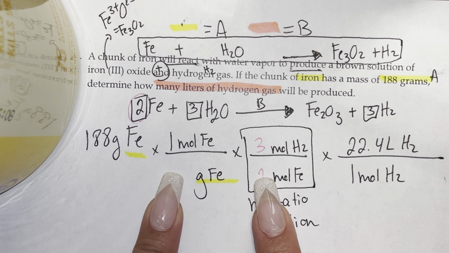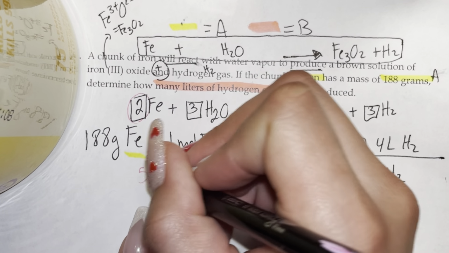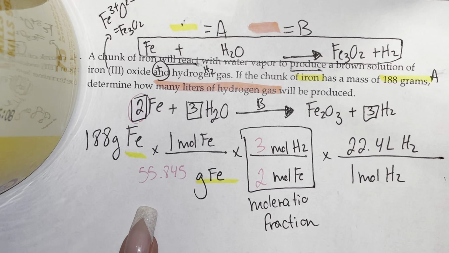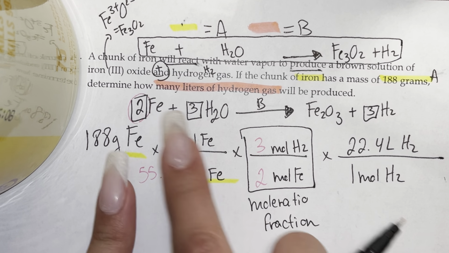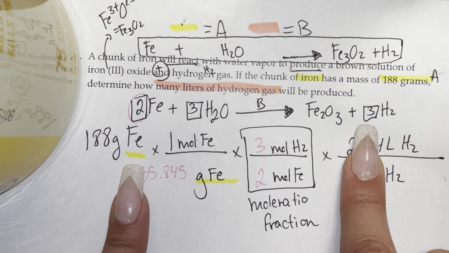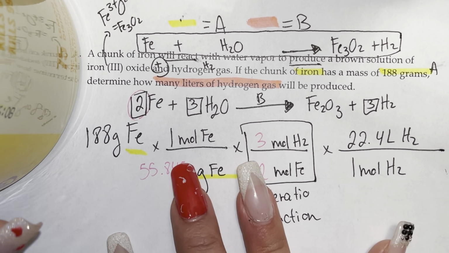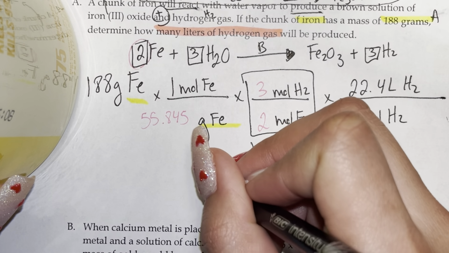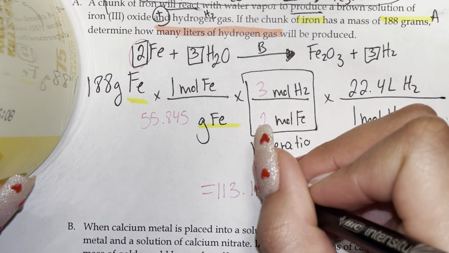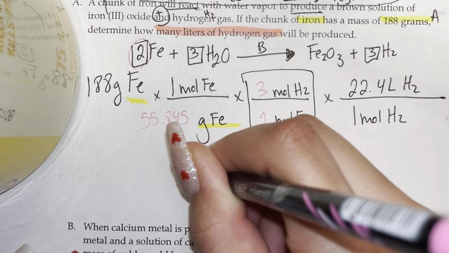Then you're going to look for grams of Fe, which you look for in the periodic table, 55.845. And then you're done. That's pretty much it. You just have to know where you go, how to get there, what to fill in, what your chemical equation is going to look like, and you have to make sure you balance it. All right? Then when you figure it all out, it should come out to be 113.11 liters of H2.